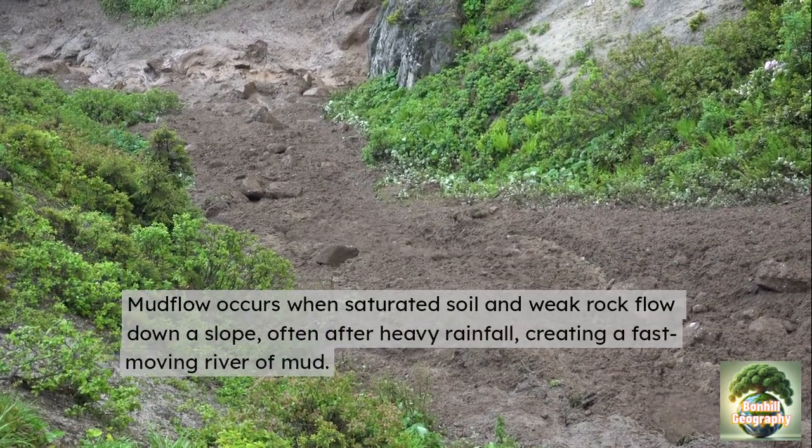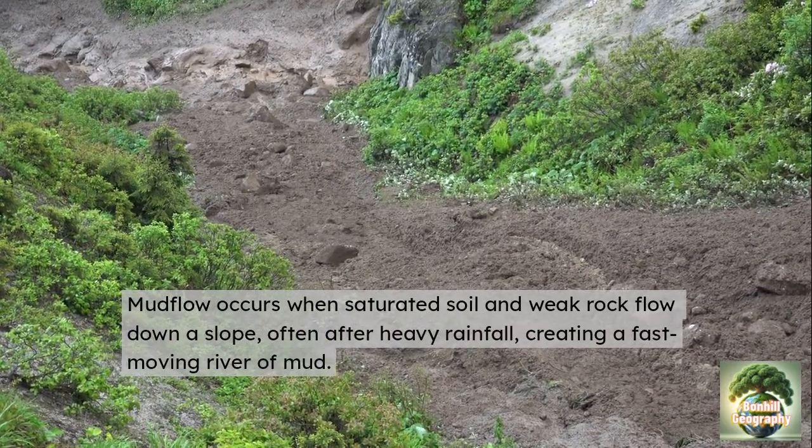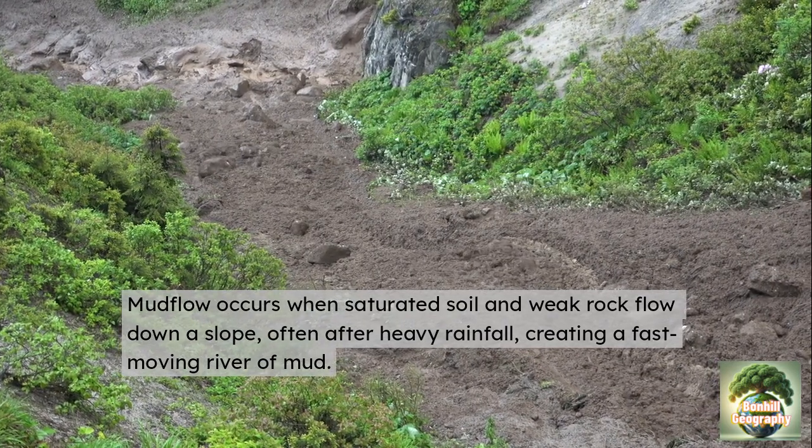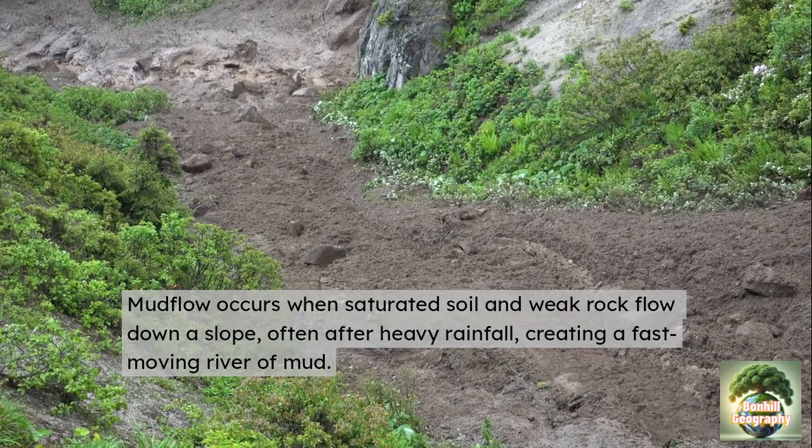Mud flows occur when saturated soil and weak rock flow down a slope. This often occurs after heavy rainfall, creating a fast-moving river of mud.